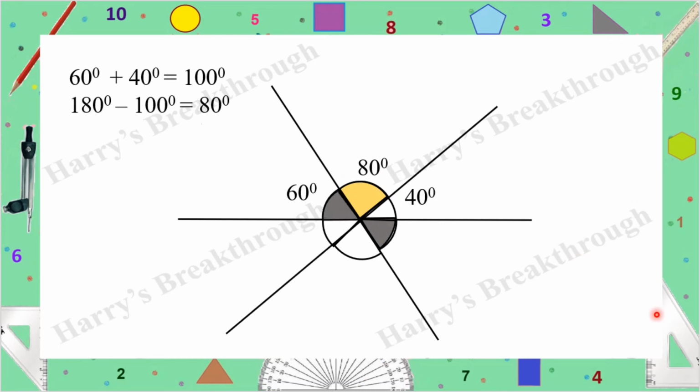So next, if we look here, we can see these two angles are opposite angles, these black colored angles. So opposite angles are equal. So this angle will be 60 degrees. And here also these two yellow angles are opposite angles. So this angle will be 80 degrees. And here the last two angles, these green angles, are also opposite angles. Opposite angles are equal. So this will be 40 degrees.